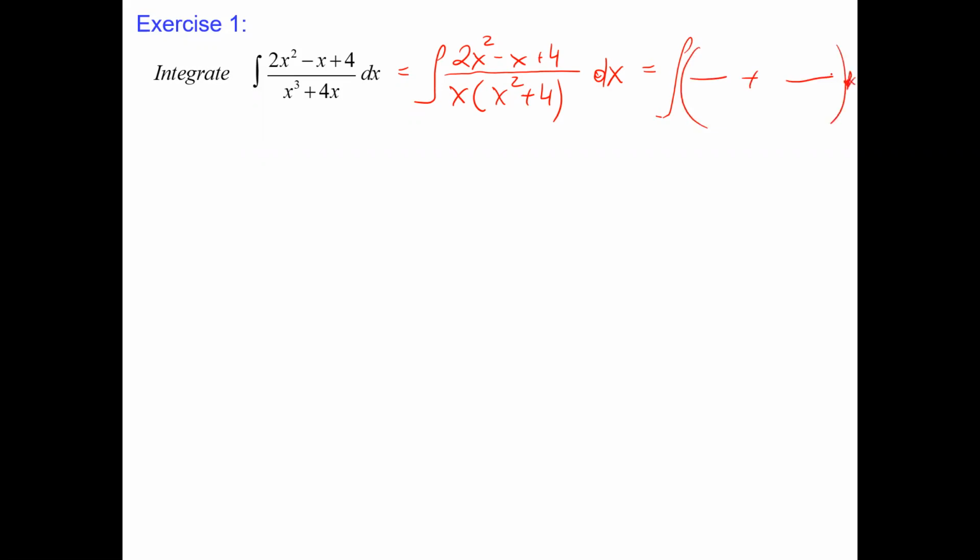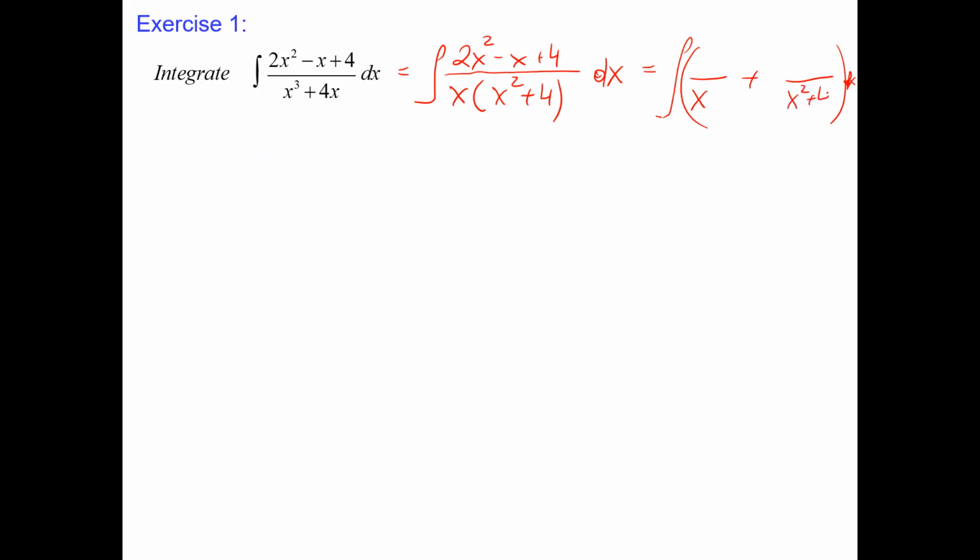Example number 1. Integrate the integral of 2x squared minus x plus 4 over x cubed plus 4x dx. Definitely this is a proper rational function because the degree of the denominator is bigger. Now let's factor the denominator, because that's always the point. We can factor out x, and then we have x squared plus 4. Of course, x squared plus 4 is irreducible. That means we're expecting two partial fractions.